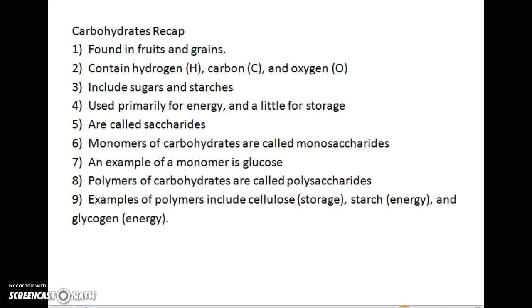This concludes carbohydrates. This is one of the 4 macromolecules that we need to cover in this chapter. We will be working with glucose very shortly here, and you'll be needing to recall all of this information, so make sure you do not lose it.